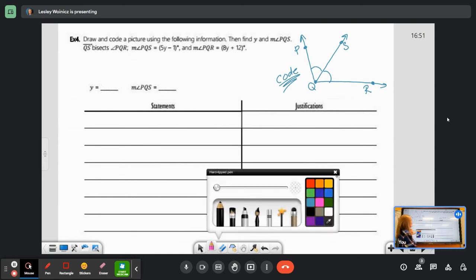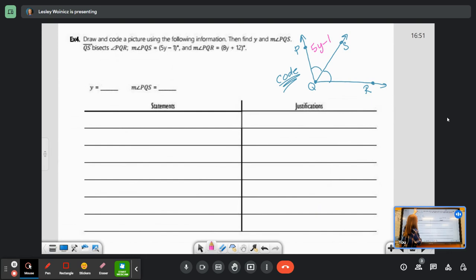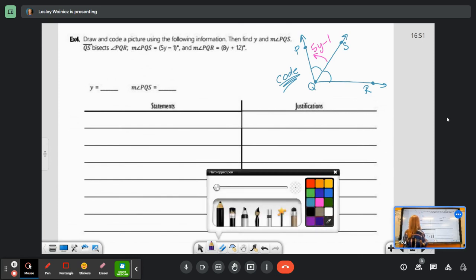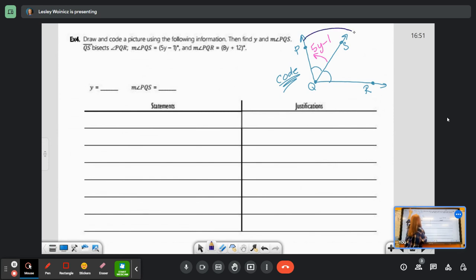Okay, now I know some other information. It says the measure of angle PQS is 5y minus 1. That's from here to there. Okay, then it says the measure of angle PQR, that's the whole thing, PQR, that's the big one. That one is 8y plus 12. Okay, so we have to find y and the measure of angle PQS.